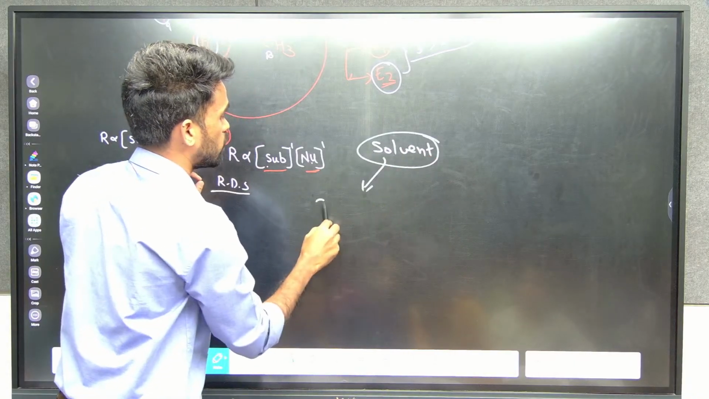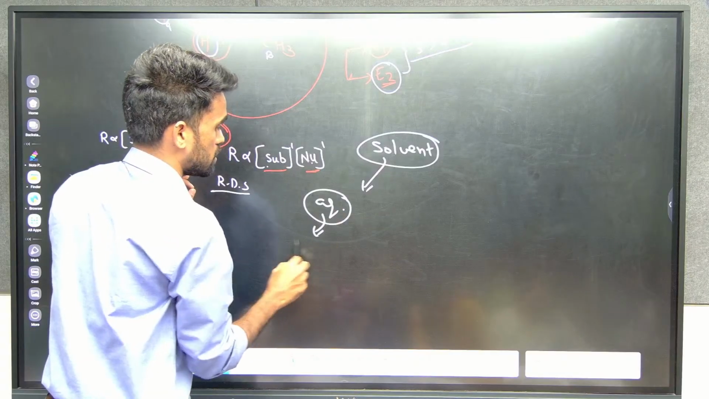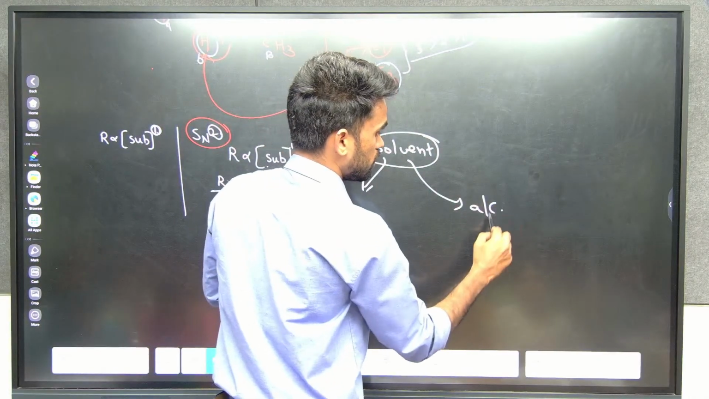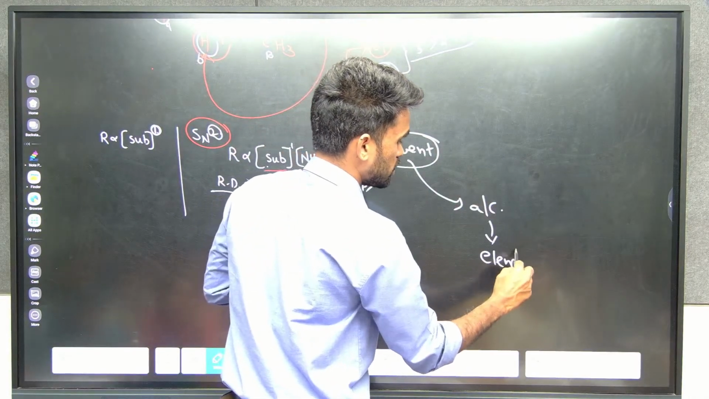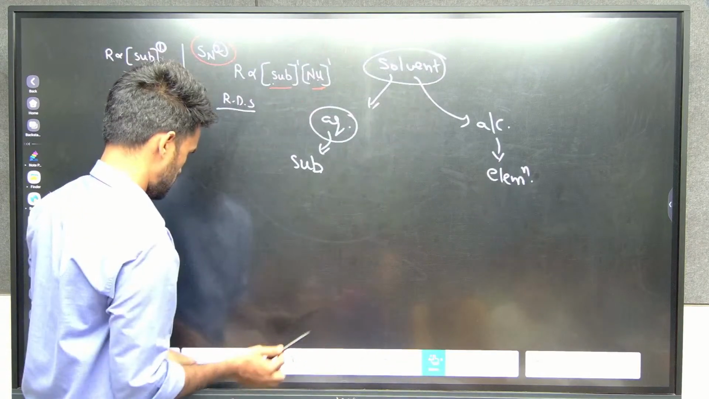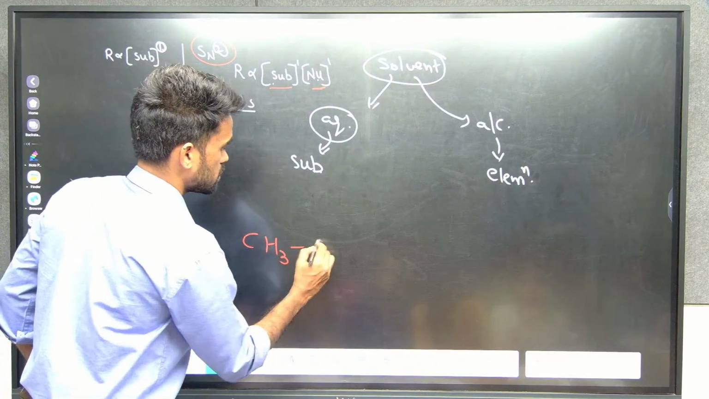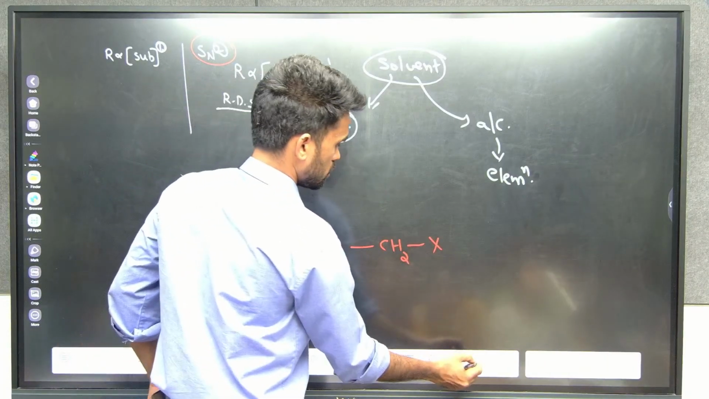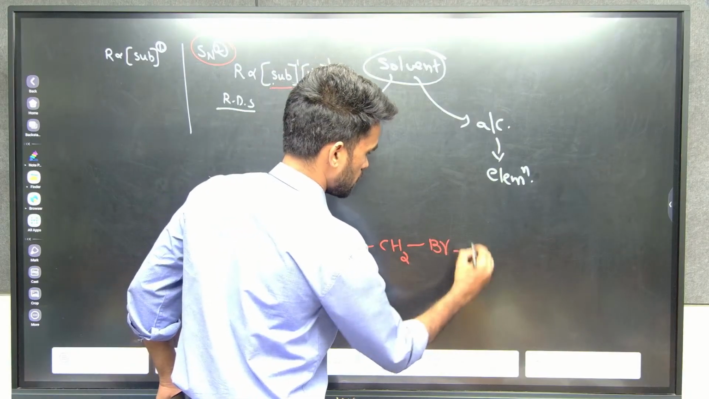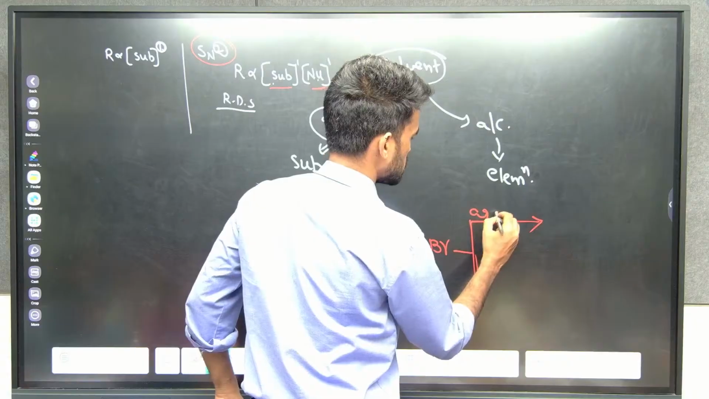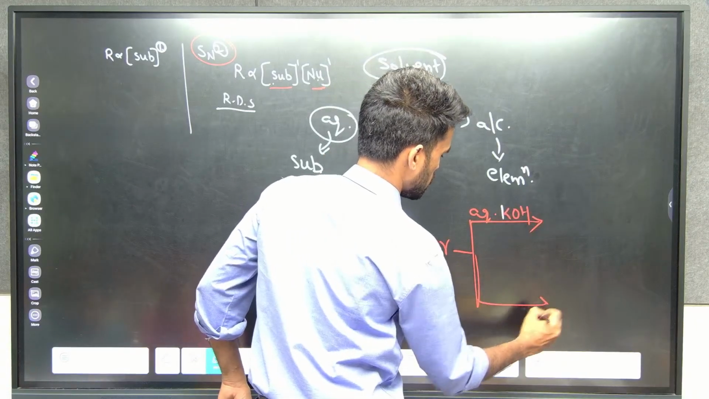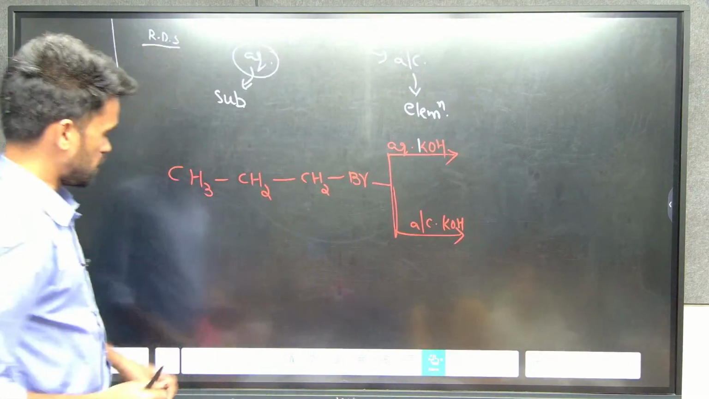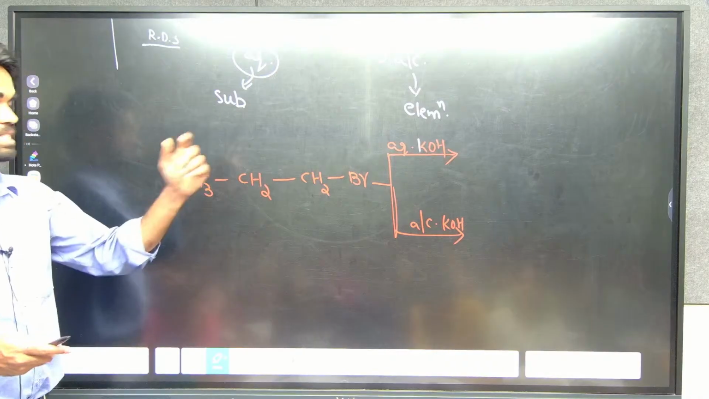If you are taking aqueous media, this will favor substitution. If you take alcoholic medium, it will favor elimination. With one simple example I will show you. See here: CH3CH2CH2Br, with aqueous KOH, and alcoholic KOH. They will mention it like this. Now tell me, what is the product formed in the first case and in the second case?